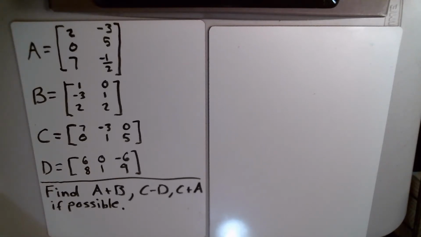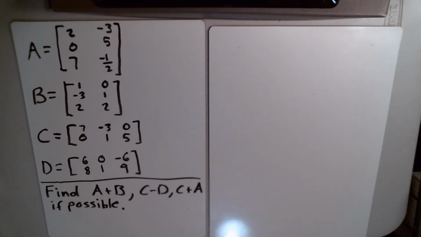Okay, welcome back. In this video we're going to look at how to add and subtract matrices. Just like we do with real numbers, I have four matrices here. First, I'm going to find what A plus B is, then I'm going to find what C minus D is, and then we'll look at C plus A.